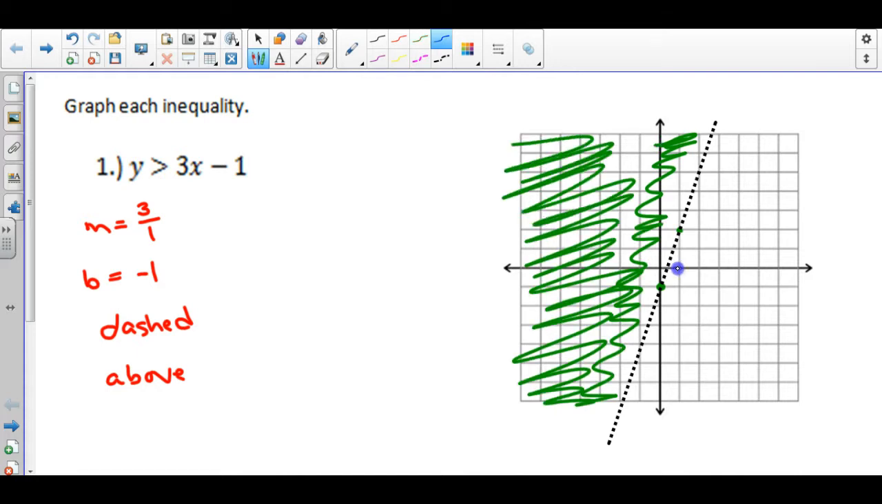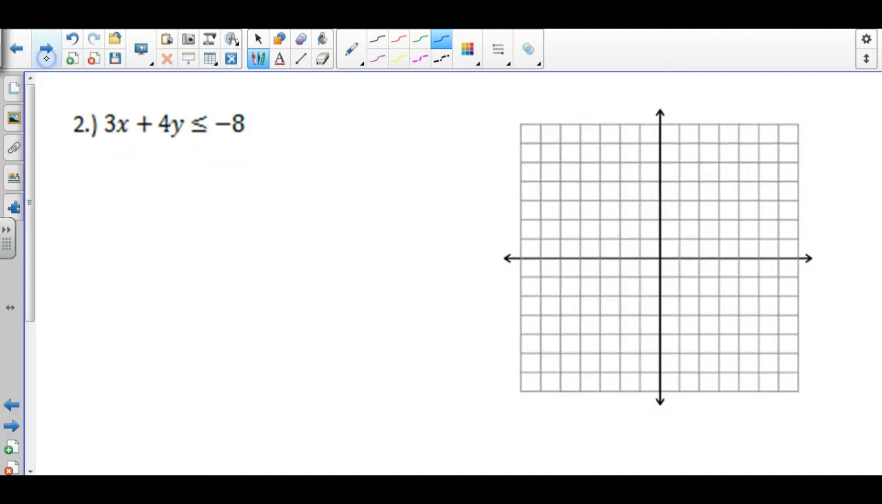Just to check one of our answers, I want to see if (0, 0) is in my solution. It looks like it is graphically; it's in the shaded region. But in order to prove that (0, 0) is part of the solution, I'm going to substitute 0 in for x and 0 in for y, and check whether this is true. So is 0 greater than -1? That is true, which means it is part of my solution. On to the next one.